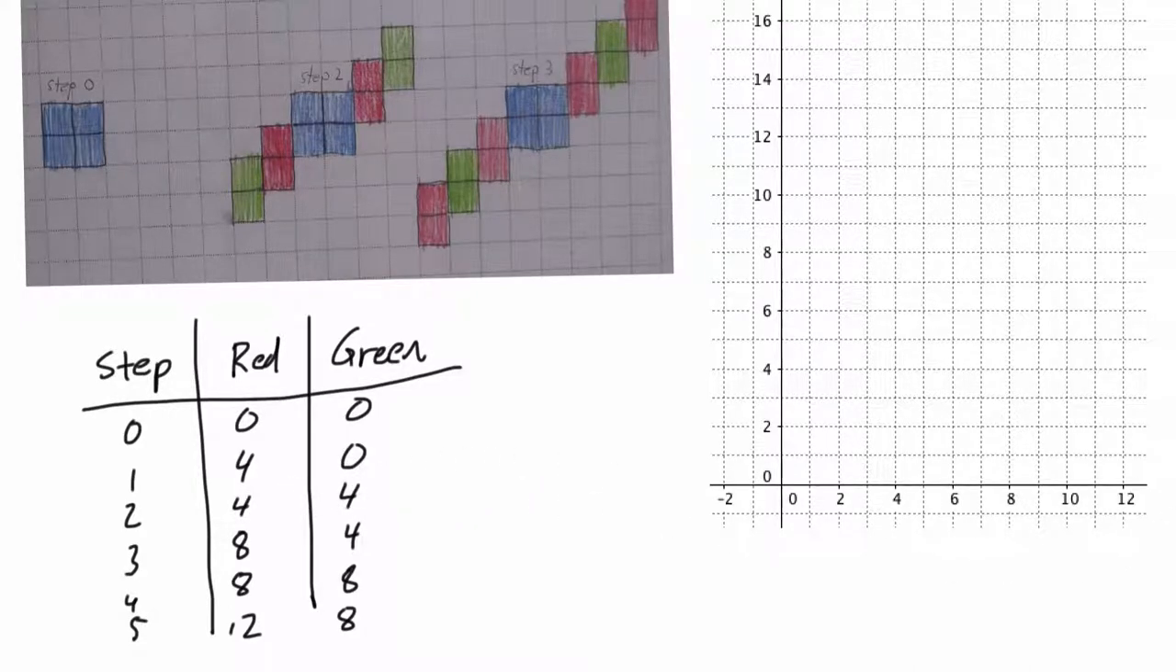What does the graph of these look like? Well, let's do the red first. So at step 0, we're at 0 pixels. And it stays at 0 until exactly 1, the first step. And then at that point, it goes up to 4 pixels. And it stays at 4 pixels until we reach step 3. At step 3, it jumps up to 8 again. And then stays there. And then jumps again to 12. And so on and so forth.